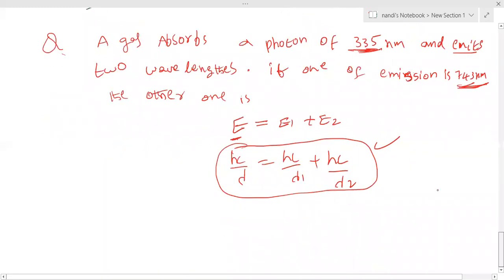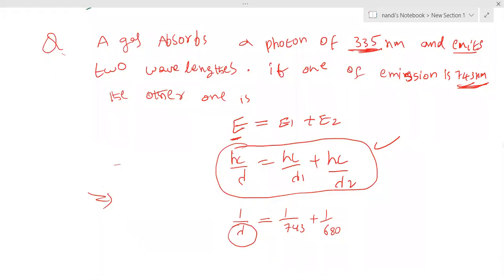Suppose I give a similar question, the same framing of the same question. But suppose I need to get this 1 by lambda, and I don't know this value. I have given 743 here, and here I have given 680. So what is this lambda value? Can anyone find it out, please?